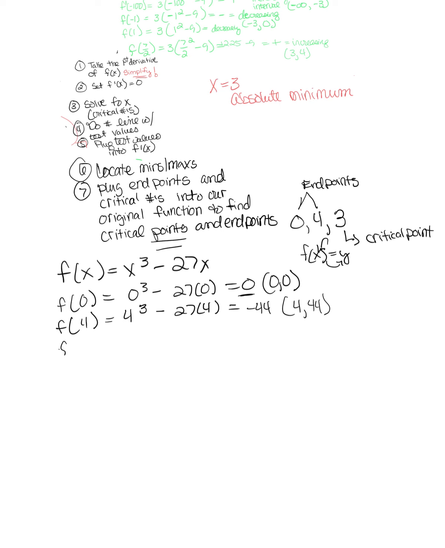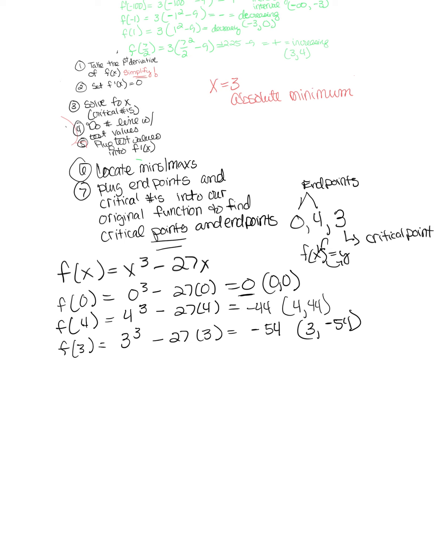And then, let's do my critical value here. So we're going to have 3 cubed minus 27 times 3. And this is going to equal negative 54. Okay, so then I have a point at 3, negative 54. Now let's see, because we saw on our graph that it looked like we were having some increasing and decreasing, which looked like an absolute minimum.